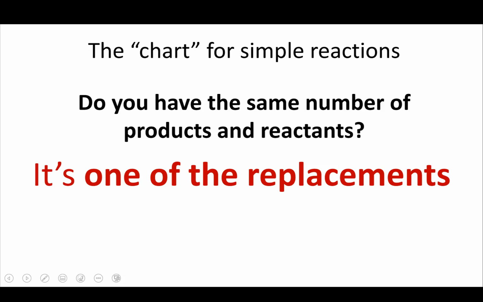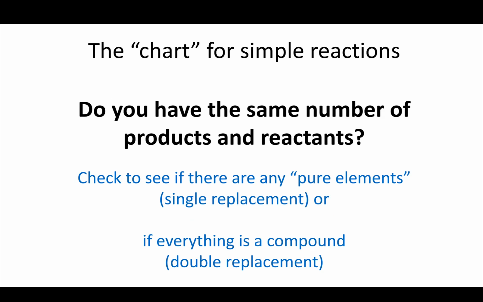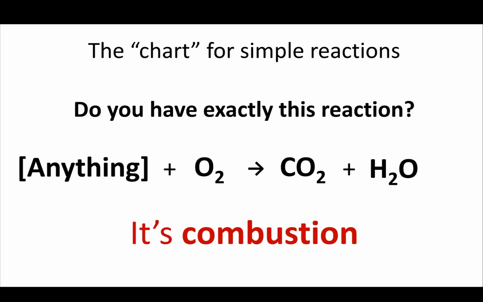Now, if you have the same number of products and reactants, it's going to be one of the replacements. So that means that if I start with two things, and I end with two things, it'll be a single or double replacement. You got to check to see if there are any pure elements that get left alone, in which case it's single replacement, because the pure elements are single and lonely, or if everything is a compound, in which case it's a double replacement, because things switched places, they didn't get kicked out. And then finally, for combustion, it has to be exactly this reaction. Some type of fuel mixes with oxygen gas to form carbon dioxide and water. So combustion is one that you might just have to memorize.